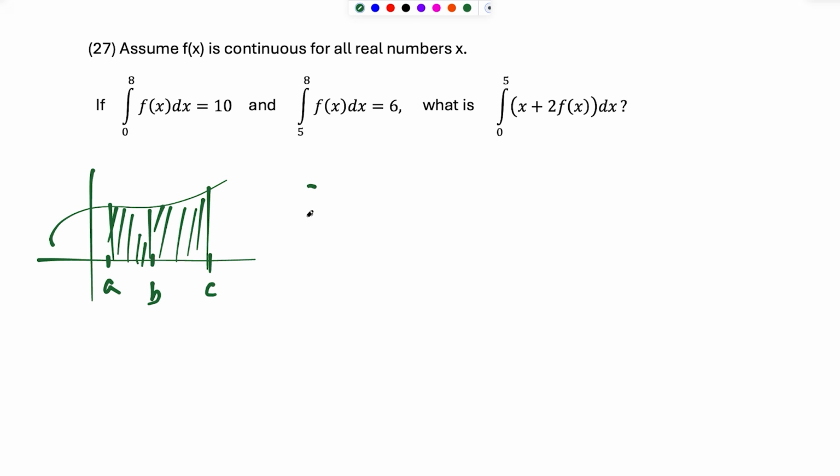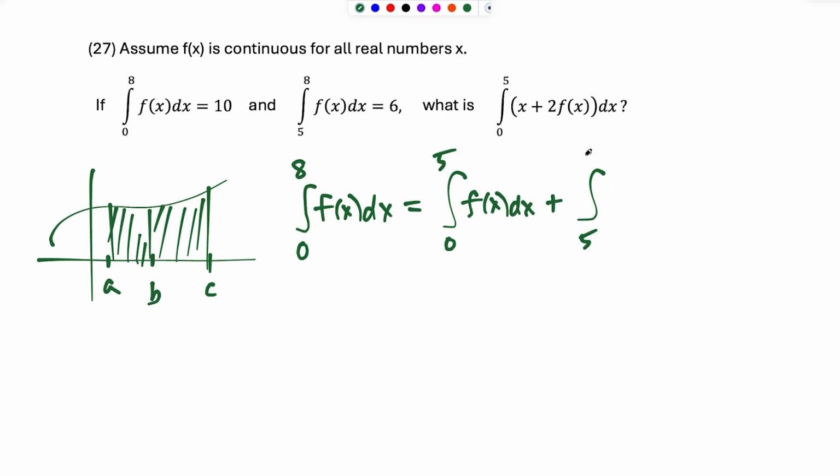We could say that the integral from 0 to 8, let's say that's the entire space here, is equal to the integral from 0 to 5 of f of x plus the integral from 5 to 8. We are allowed to say this because of properties of definite integrals. Usually we'll say something like, the integral from a to c equals the integral from a to b plus the integral from b to c, with f of x dx the whole way through. But I'm just applying that property for integrals to this question here.